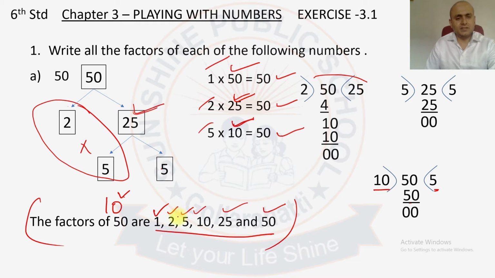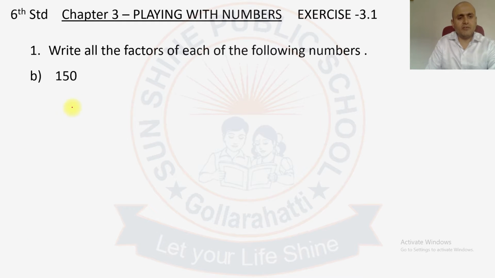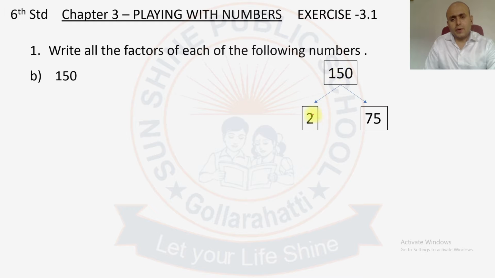Okay, let us see the second question. 150. Let us find all the factors of 150. When you divide 150 by 2, 2 7s are 14. So 1 remainder, next 10. So 2 5s are 10, that is 75, and then 2 75s are 150. So learn division this way, it becomes easy.